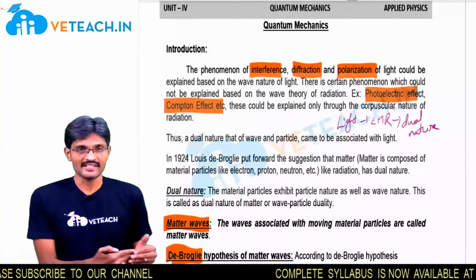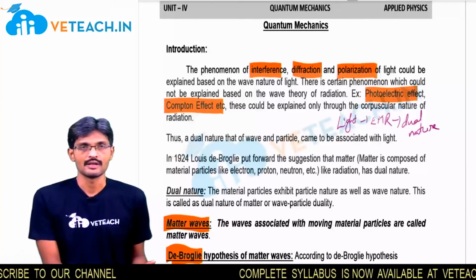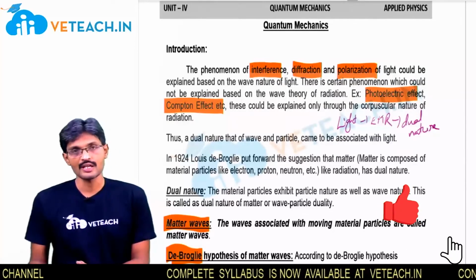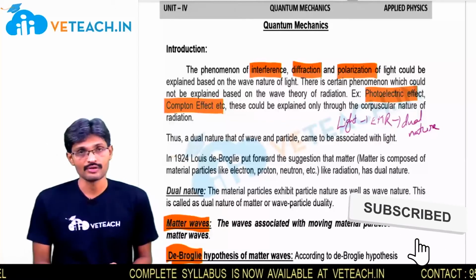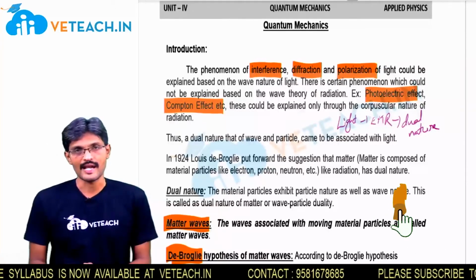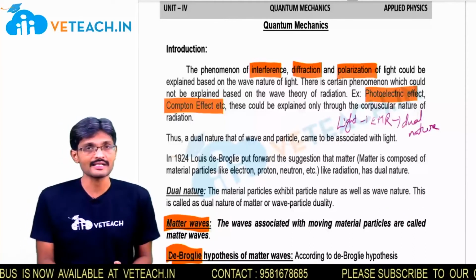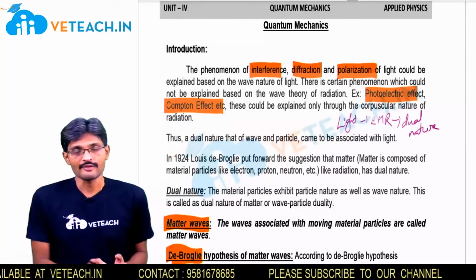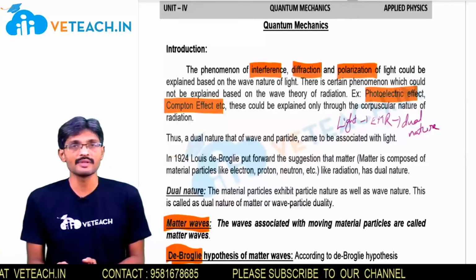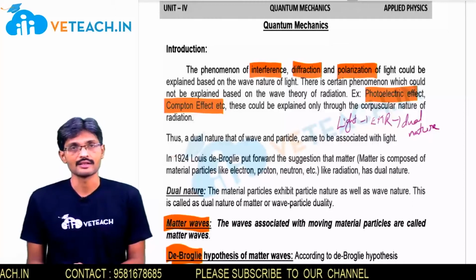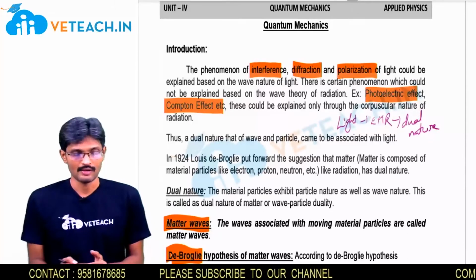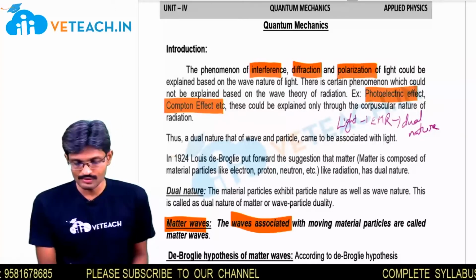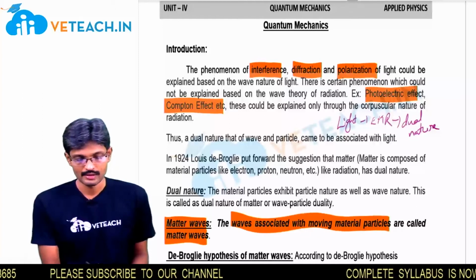De Broglie extended the same idea, how photons have both particle nature and wave nature, to material particles like electrons, protons, nucleus, atoms, molecules. These material particles also exhibit dual nature, and the waves associated with a moving material particle he named matter waves or de Broglie waves. So matter waves means the waves associated with moving particles.